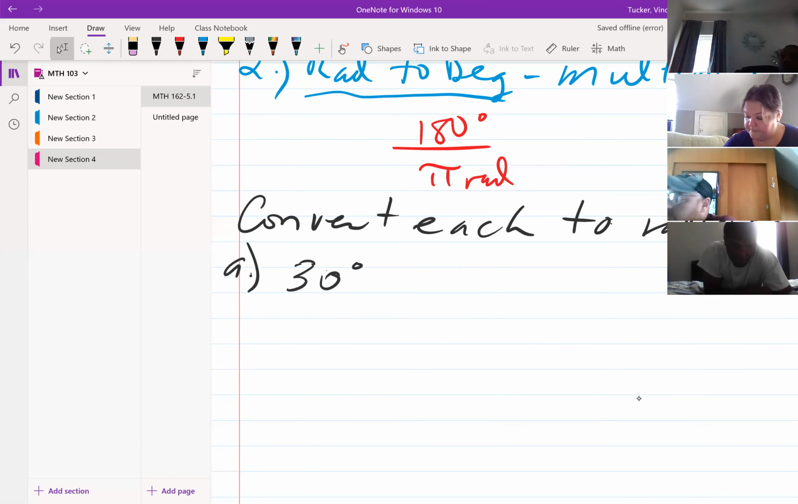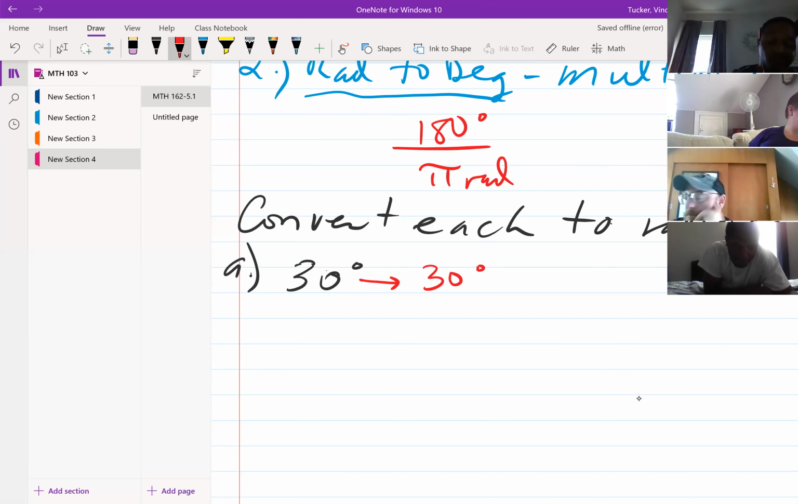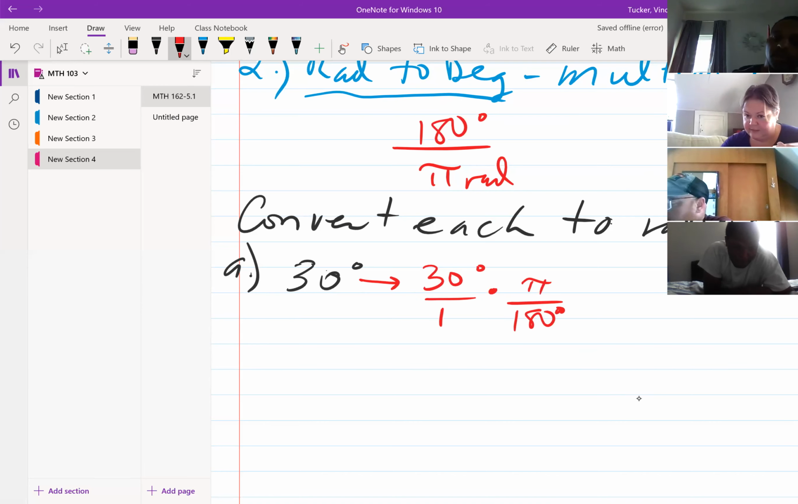All right, so first one, directions say convert each to radians. So we're looking at 30 degrees. If you want to set it up as a fraction, you just write it over 1. Multiply that by pi over 180. If you ever forget which one to use, just like with inches over inches to cancel, I need my degrees to cancel. So if I'm starting in degrees, I need degrees down bottom so that they can cancel out.